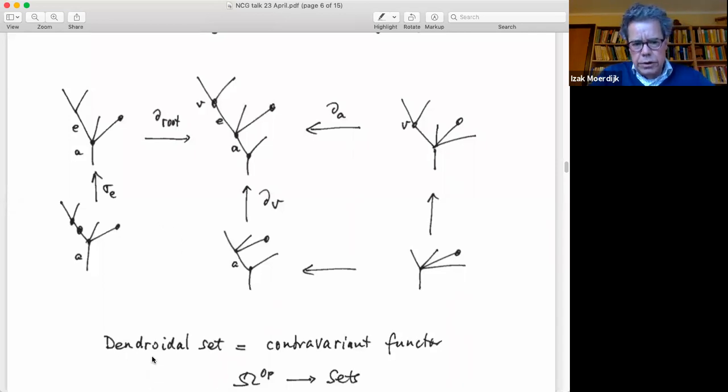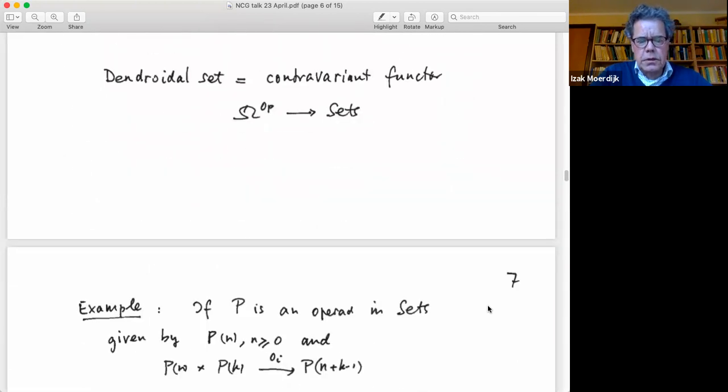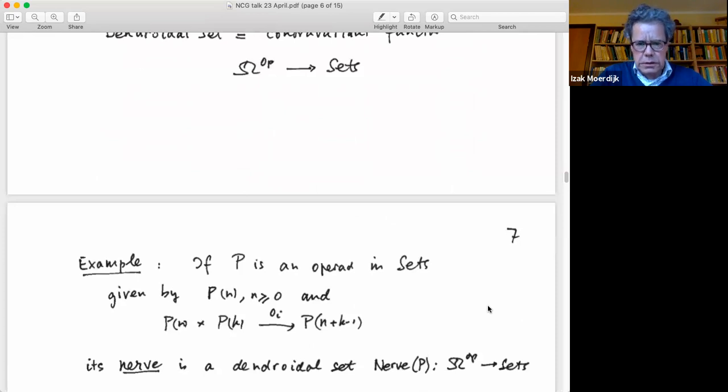Okay, and a dendroidal set will be a contravariant functor on this category. So for every tree I have a set, and if I have a morphism here, I can move backwards in the dendroidal set. So we'll probably look at this picture again, or similar pictures. Here is an example. So for simplicial sets, we took the nerve of a category, and now we can take the nerve of an operad.